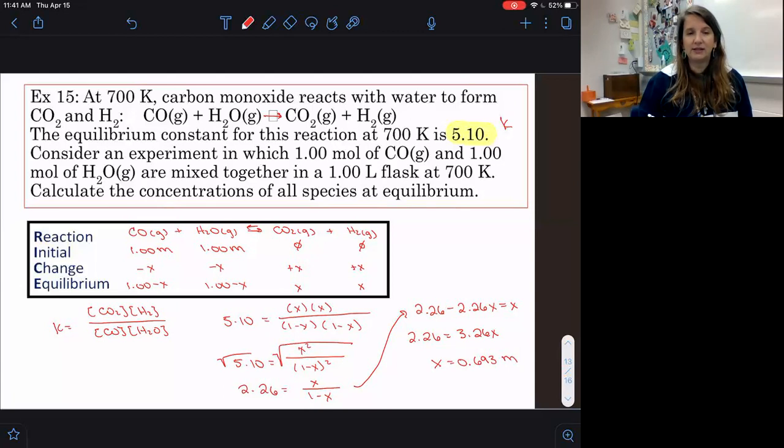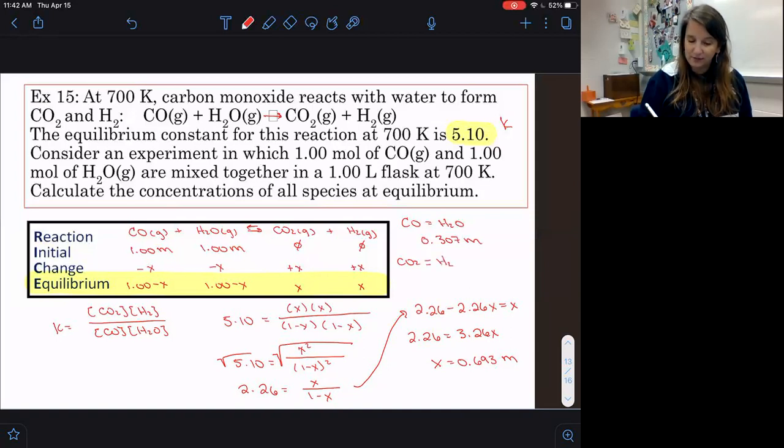Now, this is not the answer because it's asking for the concentrations of all species at equilibrium. So then what we want to do is plug our X value into our equilibrium row to get the concentrations of each substance at equilibrium. So we can see that carbon monoxide is going to equal water because they're both 1 minus X. So I'm just going to do 1 minus X over here. And the concentrations of the carbon monoxide and the water are both going to be 0.307.